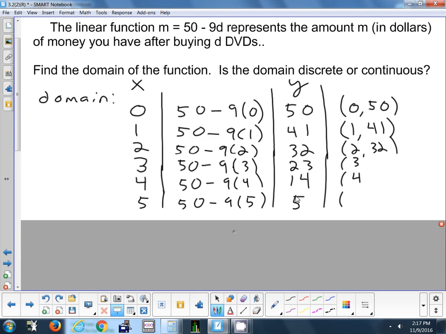You could buy those $5 DVDs. Maybe you go get a $5 DVD at Walmart. They're junky.